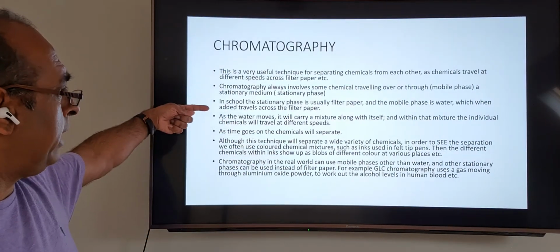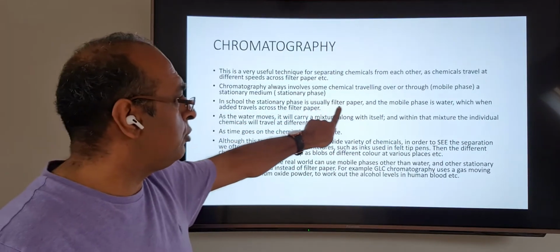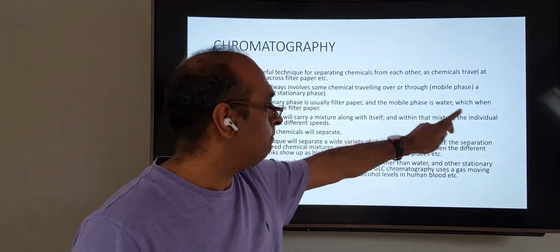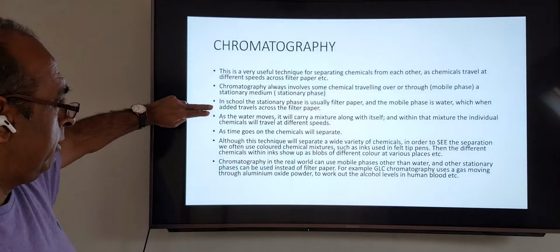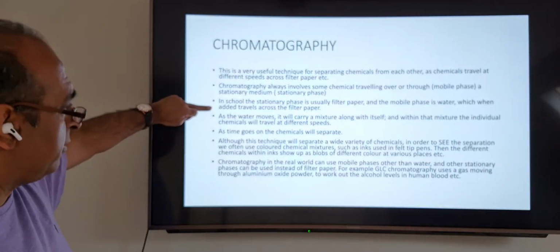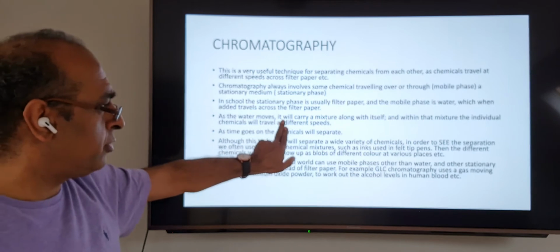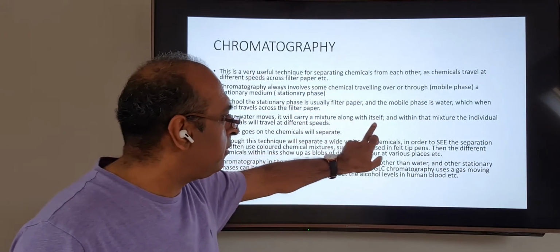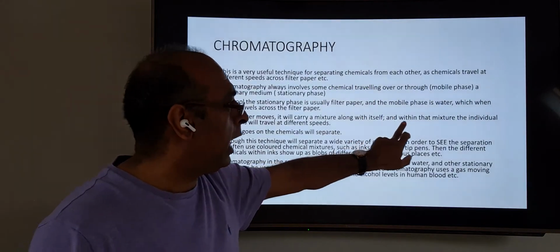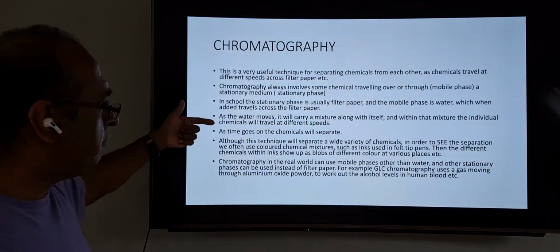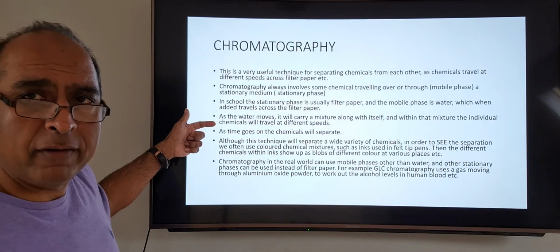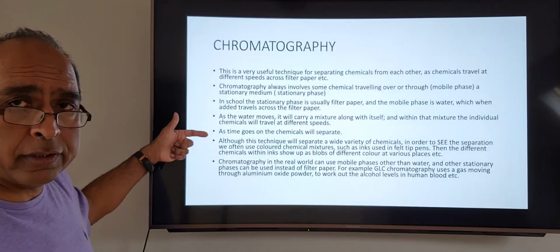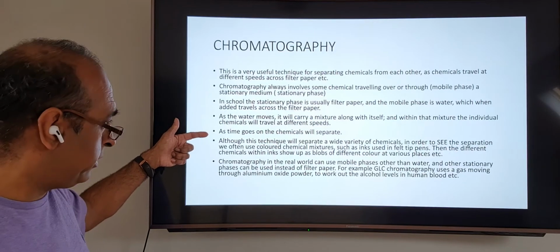So in school, the stationary phase is usually filter paper, the mobile phase is water, and that water travels across the filter paper. As the water moves, if you put the mixture on it, it will carry the mixture along with itself, and within that mixture, the individual chemicals, they will travel at different speeds. As time goes on, the chemicals will therefore separate.